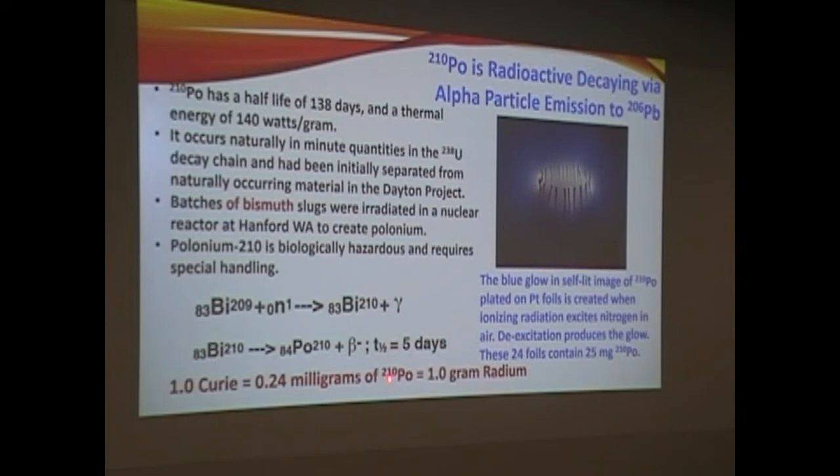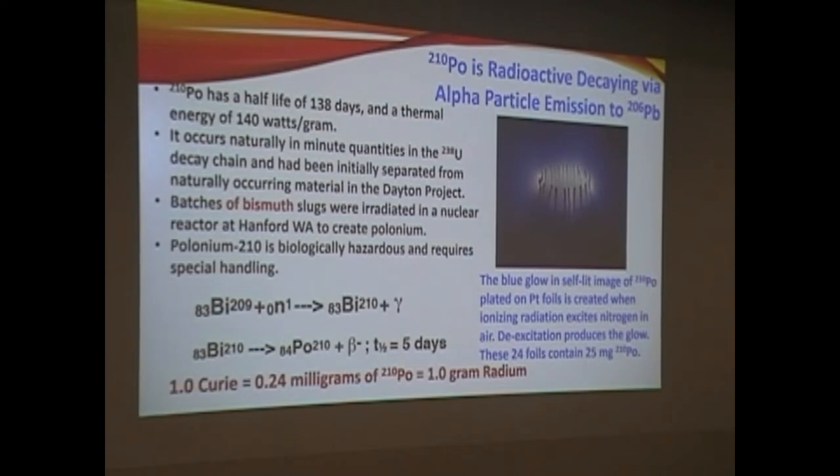0.24 milligrams of polonium-210 equals 1 gram. So 0.24 times 1,000 smaller amount of polonium is equivalent to 1 gram of radium. That is an indication why it was considered a very efficient way to initiate nuclear weapons.